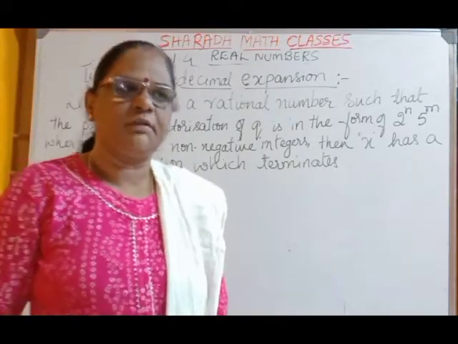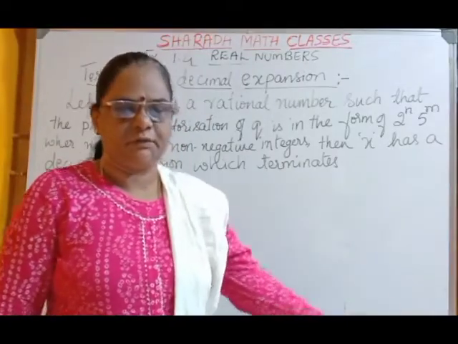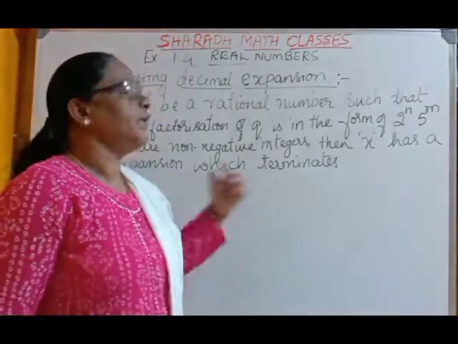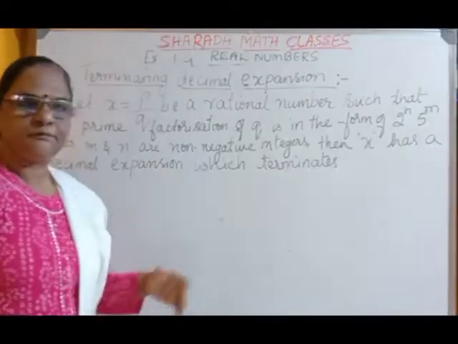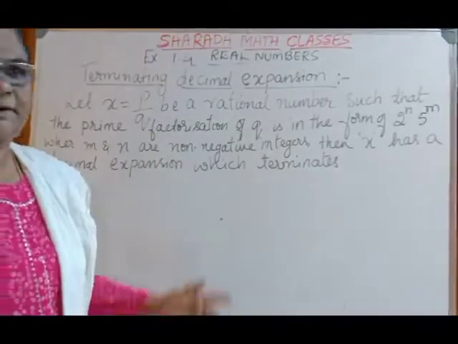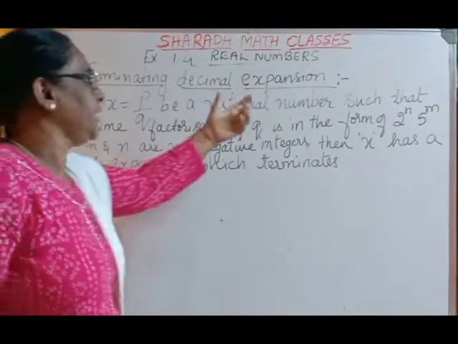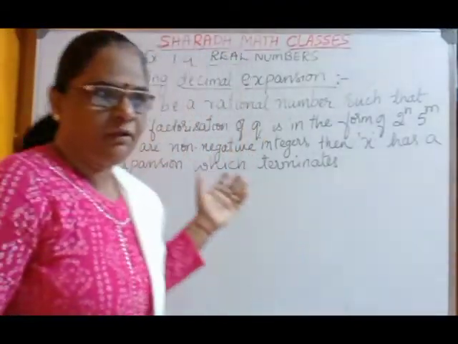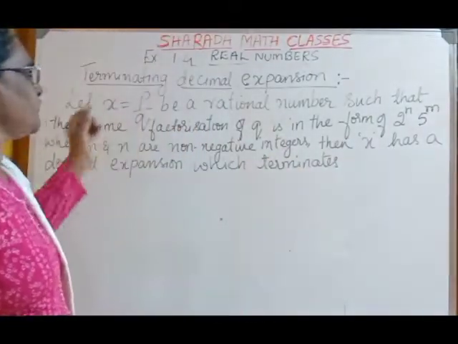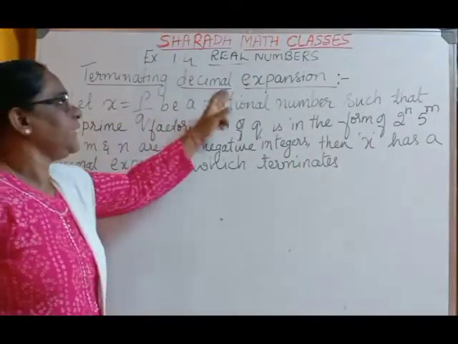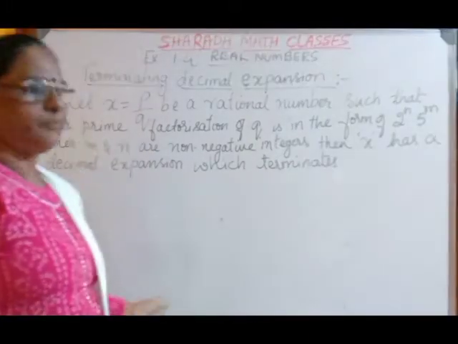So in the last video, I had done exercise 1.3, and here is the last part of the lesson, real numbers. That is, what is the meaning of terminating decimal expansion and what do you mean by non-terminating decimal expansion. So first let us take up terminating decimal expansion. So what do you mean by that?